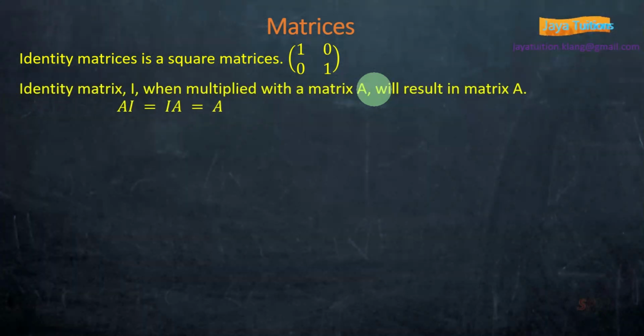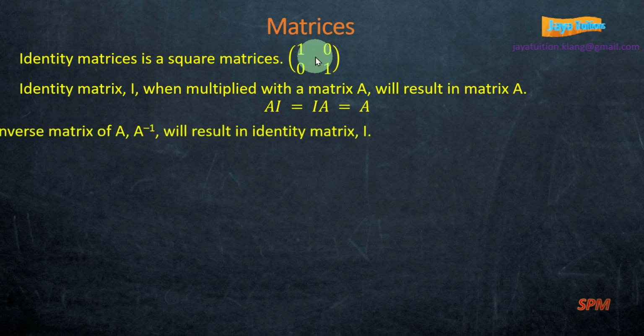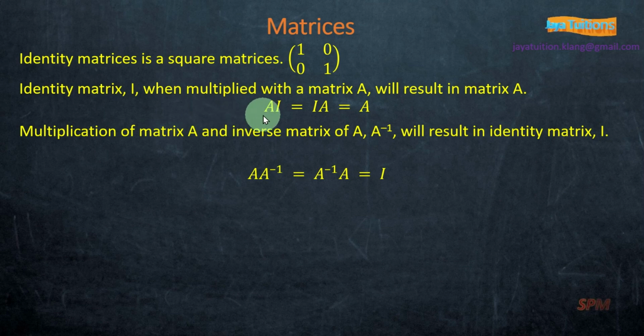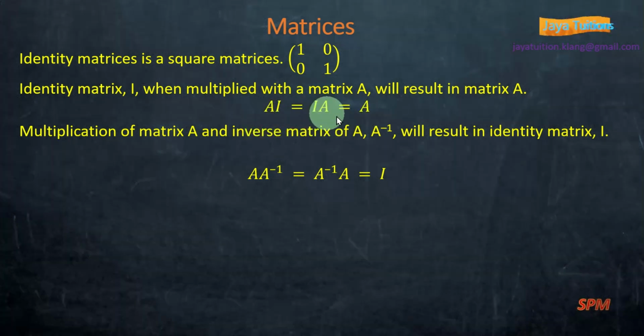Further, in this case, the identity matrix is identified by the letter I. If there is a matrix A multiplied by I, or I multiplied by A, the answer will be equal to A itself. That is, A into I or I multiplied by A will be equal to A itself.